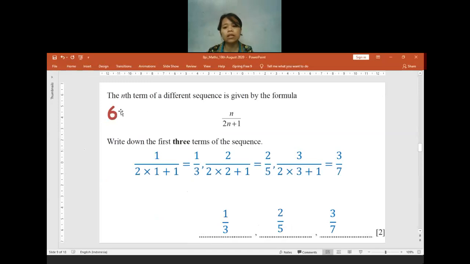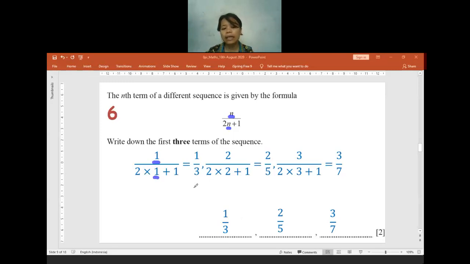For question 6 in here, we already have the nth term, n over 2n plus 1. We need to find the first 3 terms. Because we need to find the first 3 terms, the letter n in here, we are going to replace with the numbers 1, 2, 3. Because the first 3 terms means the first, the second, and the third. That's why n will be replaced with the number 1 for the first term. So it will be 1 over 2 times 1 plus 1. Multiplication has to be done first. That's why we get 1 over 3.